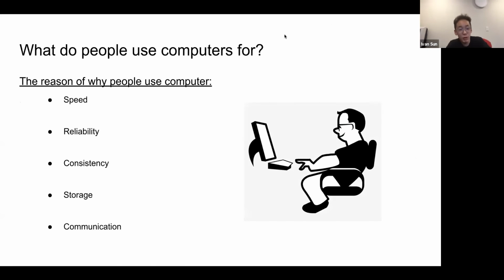So, what do people use computers for? The reasons why people use computers are speed, because you're able to get work done way faster through typing and automated programs. And reliability: instead of getting a piece of paper and maybe throwing it away one day, a computer, if you save it properly, it's always there unless you delete it, obviously.